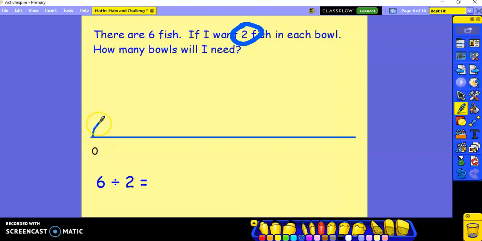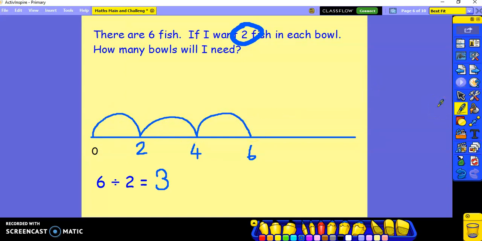So 0 add 2 is 2. Add another 2 is 4. Add another 2 is 6. So 2, 4, 6. How many jumps have we had to do? We've had to do 1 jump, 2 jumps, 3 jumps. So we need 3 lots of 2 to make 6, or 3 jumps of 2 to make 6.